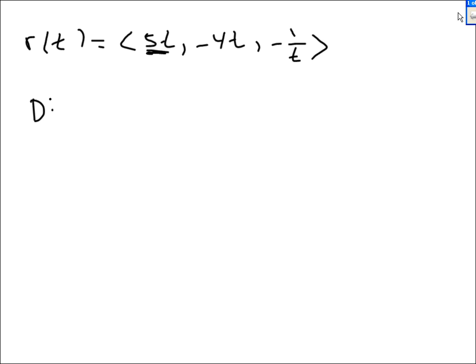What numbers, if any, can t be? That is, which numbers can you multiply by 5? The answer is any number. So right now, the domain is any number. We didn't rule out any. For the y, you have to multiply t by negative 4. Well, you can multiply any number by negative 4.